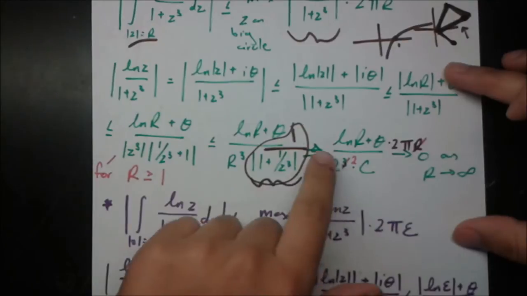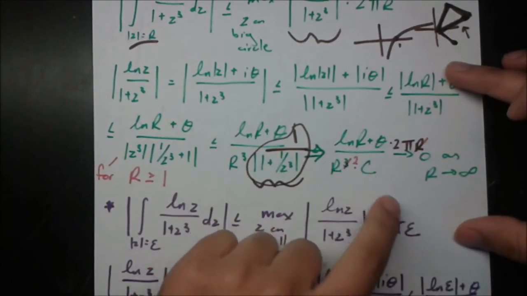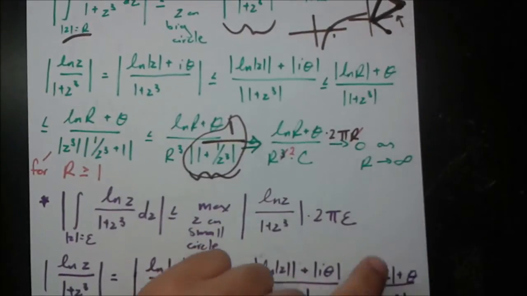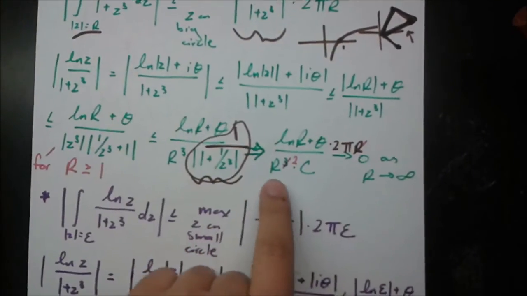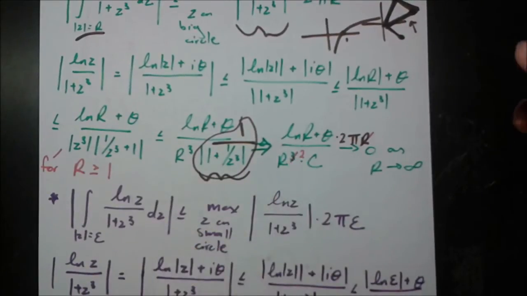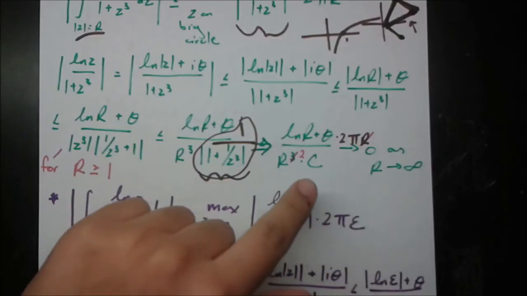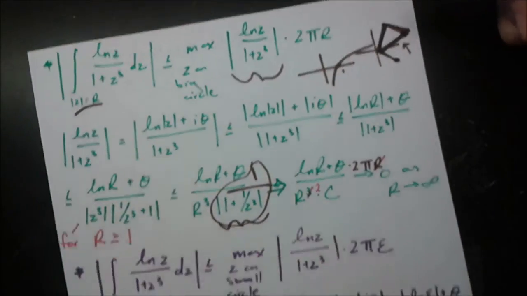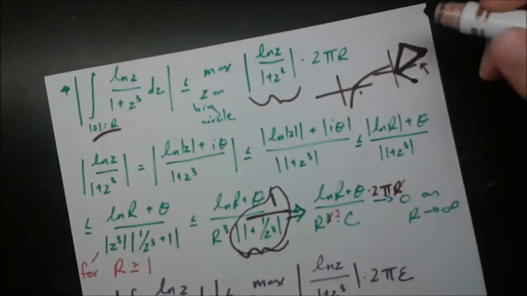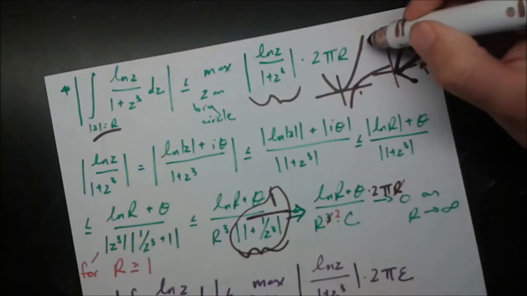And so then we have natural log r plus theta over r cubed times c, or 1 over c really. And then what we have to do is multiply that by 2 pi r, and this r will cancel with this r, so we have r squared on the bottom. And now we ask ourselves, as r approaches infinity, what happens to this? Well, for natural log r we can just look at the same graph. Here's a graph of natural log r, and if we were to draw a graph of r squared, what's that going to look like? That's just going to be a parabola, right? Now, which of these grows faster? Obviously, it's r squared.